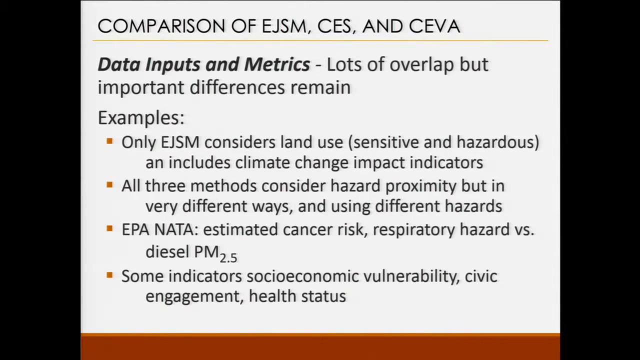All three methods do think about and consider hazard proximity, but they do it in very different ways, and they use different methods. As far as using the US EPA National Air Toxics Assessment information, the EJ screening method carries from that estimated cancer risk and respiratory hazard, whereas CalEnviroScreen uses it only for diesel PM 2.5 concentrations. And finally, some of the indicators that the three methods use for socioeconomic vulnerability and resilience vary. There's a variation in indicators that try to capture civic engagement and also variation in those metrics that try to capture health status. So, in short, lots of overlap, but some important differences in metrics.